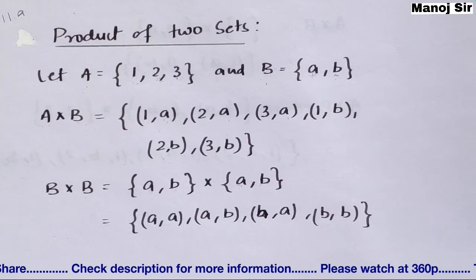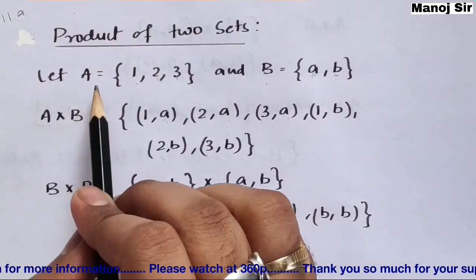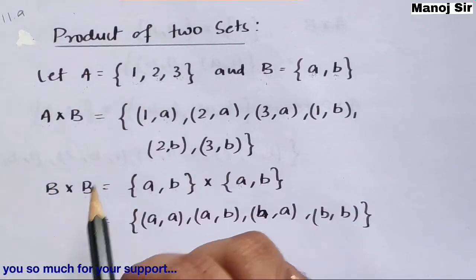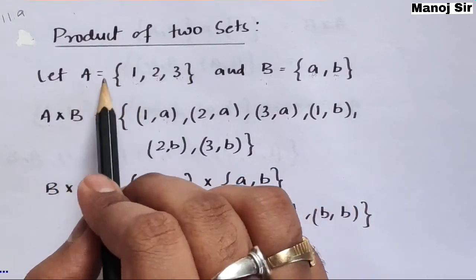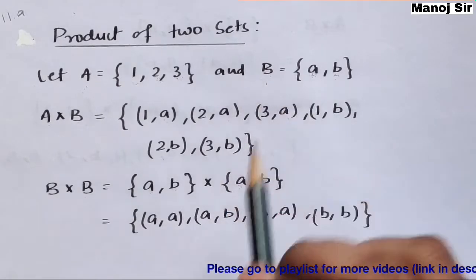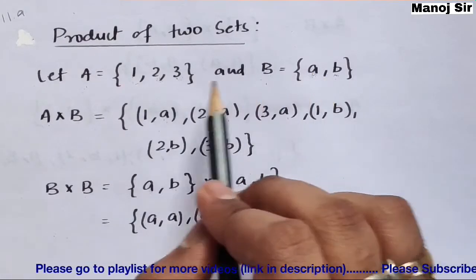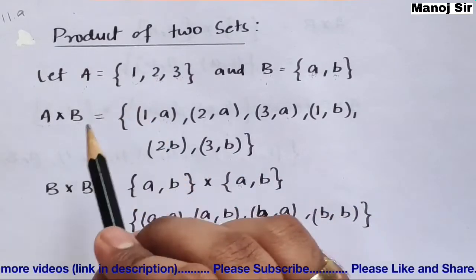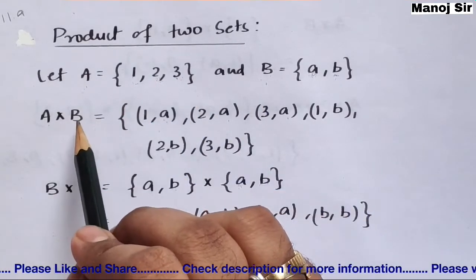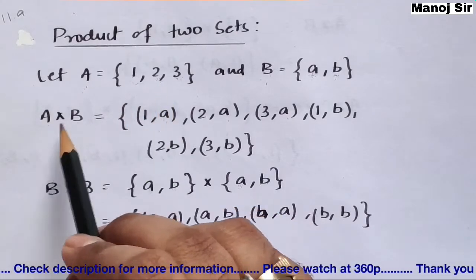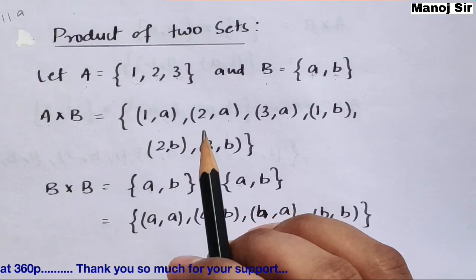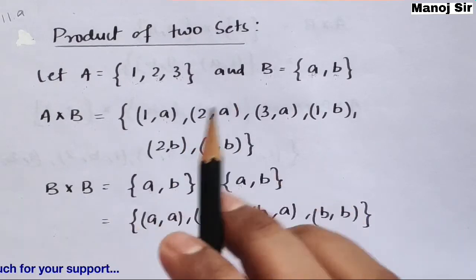Okay, let us start. Let's say you have a set A, and the elements of this set A are 1, 2, 3. Here we have three elements in the set A. Let us say we have another set, set B, whose elements are a and b. Now you are interested in finding the product of A and B, that is A into B. It depends, because A into B is not equal to B into A. So it depends whether you want to find A into B or B into A, since both are different.